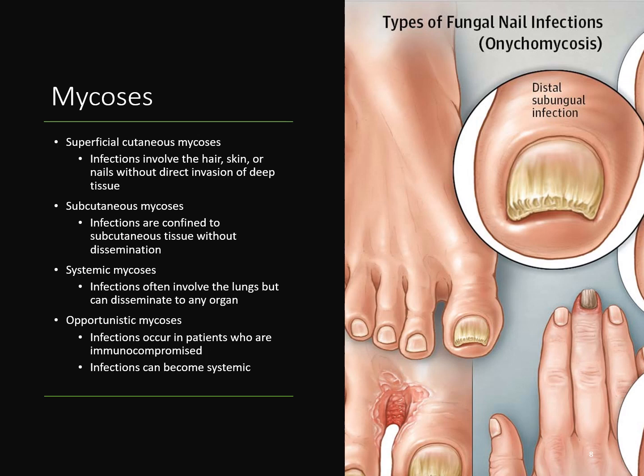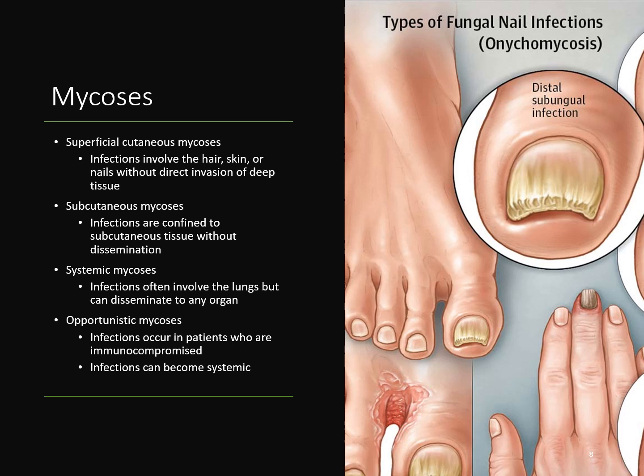Now when we talk about the different types of infections, we're talking about the mycoses. Some of the various ways fungi can invade the human host as an infection would be a superficial cutaneous mycosis, which is an infection of the hair, the skin, and the nails without any direct invasion of the deep tissue. So in other words, it's not going beyond the skin layer or the hair. It's not going deep into the tissue.